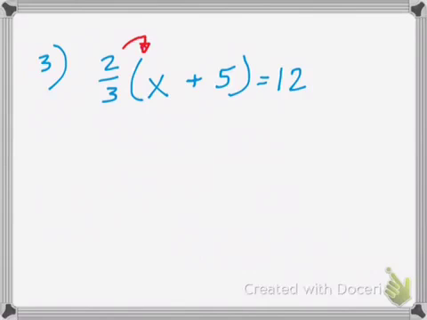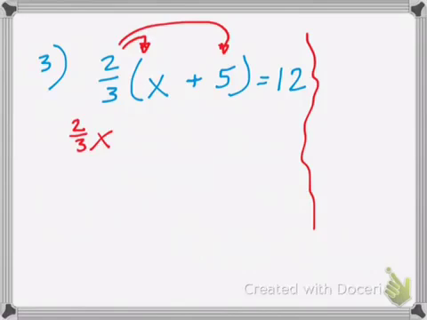So this is 2/3 x. 2/3 times x I know is 2/3 x. Then I have to do 2/3 times 5. Let me draw a squiggly line like this. So 2/3 times 5/1 is equal to 10/3. It's positive, so plus 10/3. Bring down my equal sign, and then I'll bring down my 12. So step 1, distribute if necessary.